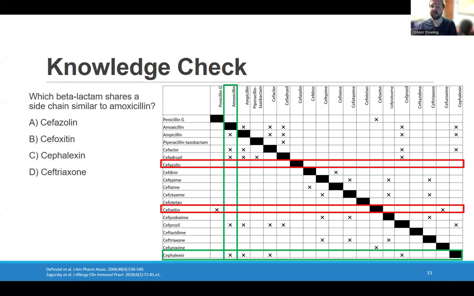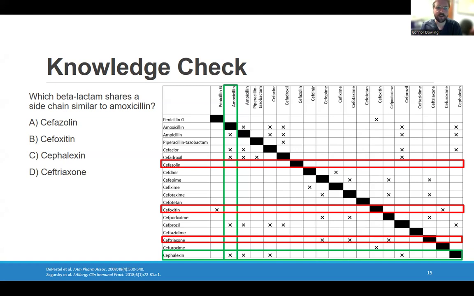Cephalexin, on the other hand, does share a similar side chain with amoxicillin, so we would be worried about that increased risk of cross-reactivity. And finally, ceftriaxone does not share that similar side chain with penicillins or any of the similar cephalosporins. We'll touch on this a little later, but we're really concerned with our risk of cross-reactivity when we're thinking of something like cefepime or cefotaxime or cefpodoxime.